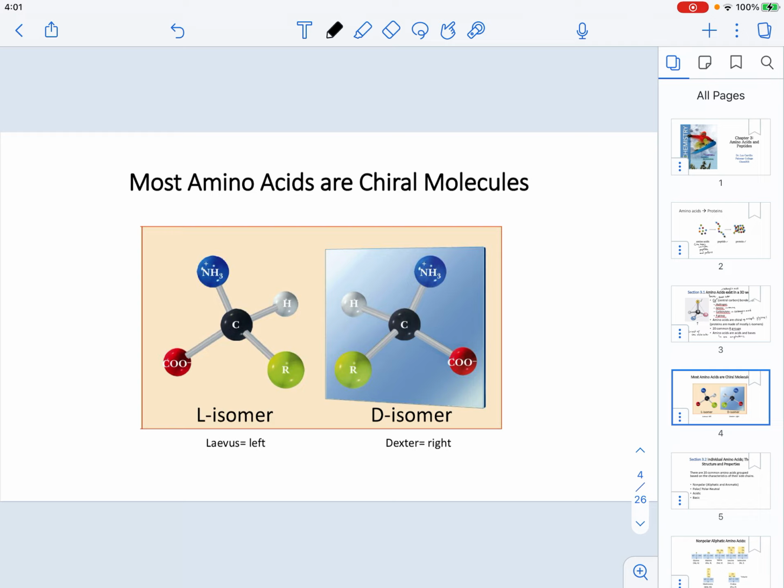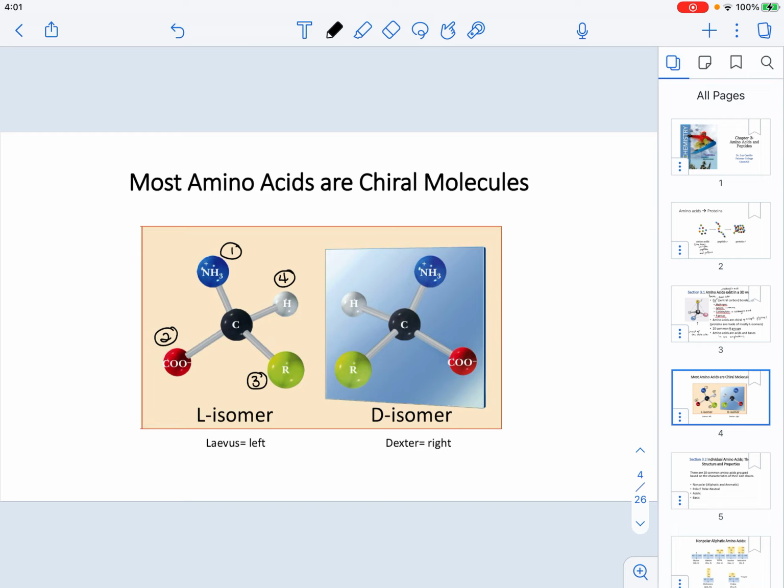So when we do the priority, understand that the nitrogen is going to get priority 1 because it has a larger atomic number compared to carbon. Priority number 2 is going to be the carboxylate group because it's attached to oxygen compared to the side chain, which is going to be priority 3. And then priority 4 is going to be the hydrogen because it has the smallest atomic number.